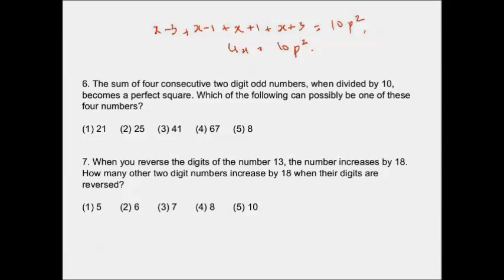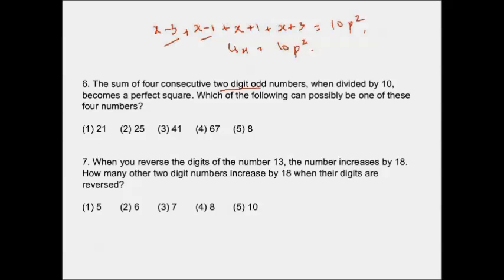Now this p square must be the square of an even number, because had it been an odd number, 10 into an odd number can never be divisible by 4. Also 10 into p square, the total value of this must be greater than 40, rather even more than that, because value x in any case cannot be less than 10, otherwise these numbers would become 1-digit numbers, whereas the question says there are 2-digit odd numbers.